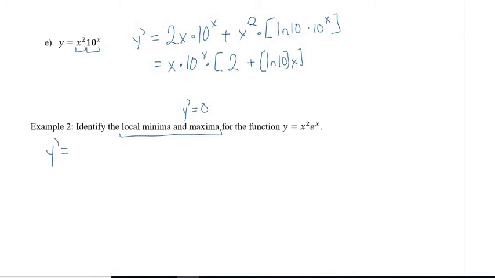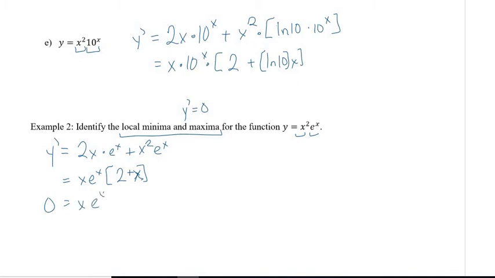So y prime is going to be equal to x squared times e to the x. We're going to use product rule because we have 2 pieces to this. That's going to be 2x times e to the x plus x squared times e to the x. And when we factor that, that's going to be x times e to the x times 2 plus x. We just factored out x and e to the x, and that's what we get left over. So now that we have that, let's set that equal to 0 and see what happens.